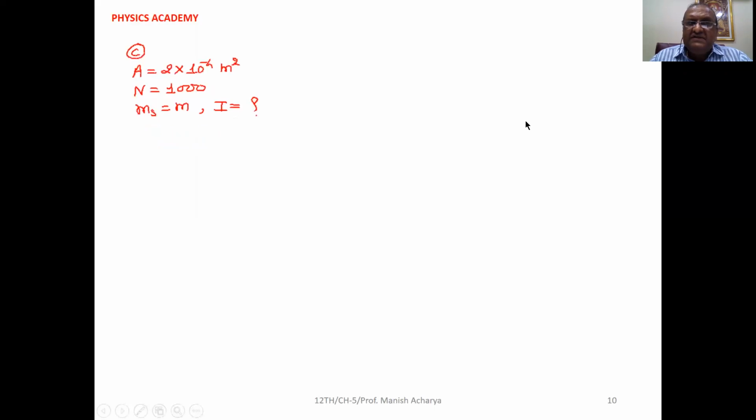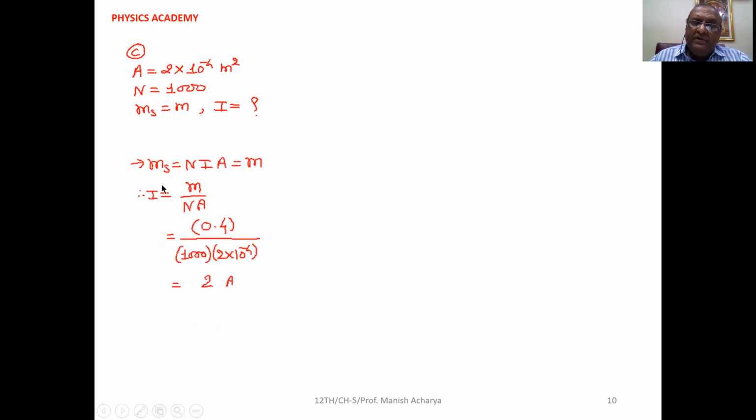Now question C. We have the solenoid, which has cross-sectional area 2 into 10 raised to minus 4 meters square. The number of turns in it is 1000. And the magnetic moment of this solenoid is exactly equal to the magnetic moment of that bar magnet. So if we replace that magnet by this solenoid, then what should be the current in the solenoid?